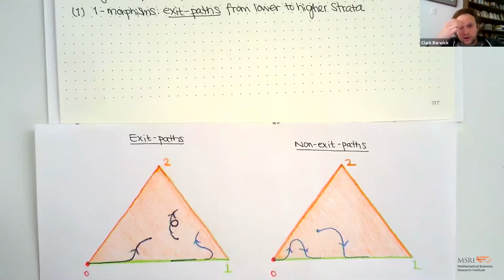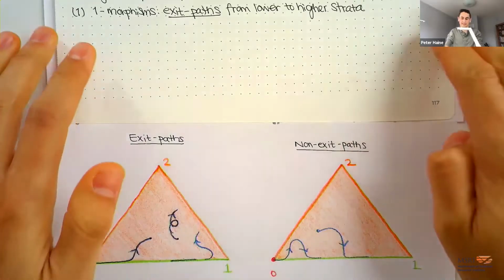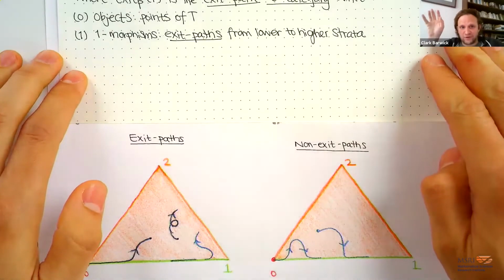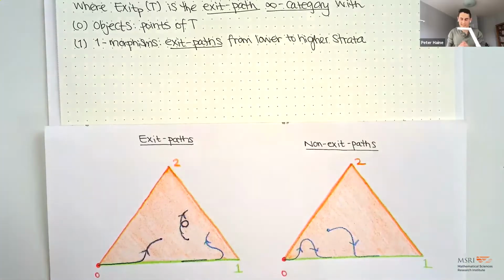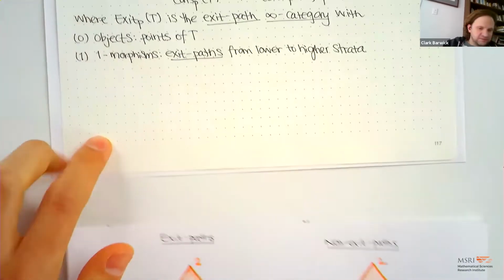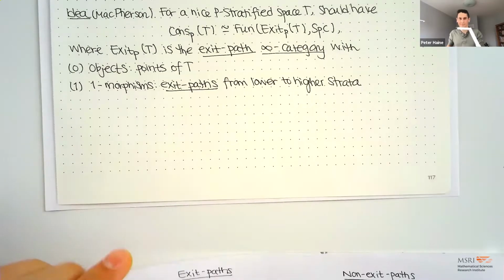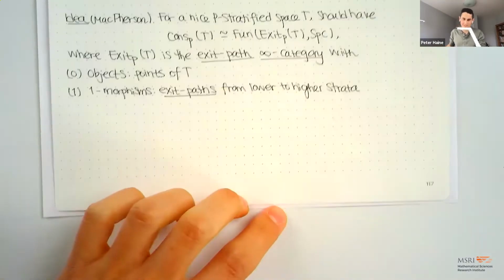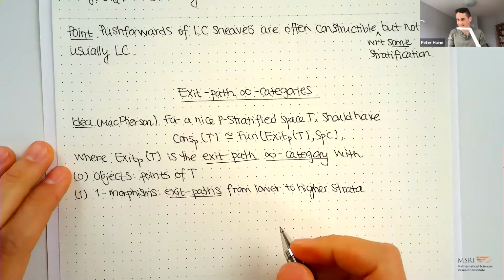So right now you're describing the exit paths as you'd like them to be, not as we eventually have to define them. Is that right? Yeah, I didn't get to saying that point yet, but yes. So this is an idea of what this should be. But there are going to be some issues with this idea.